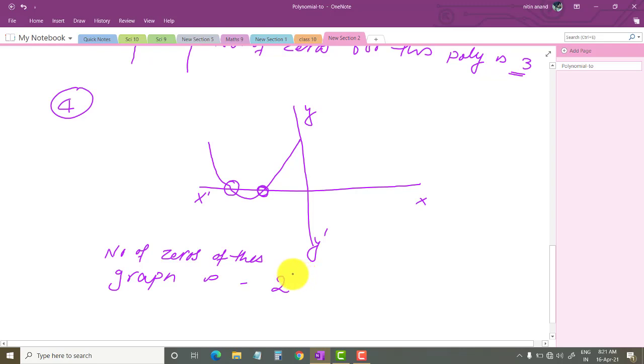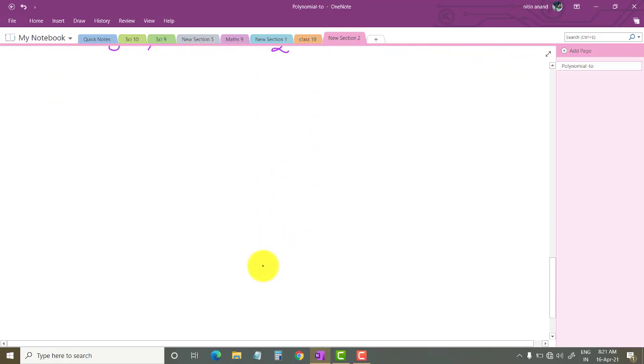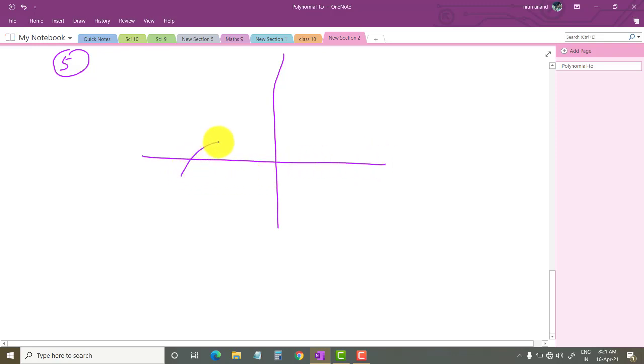Now see question number 5. Question number 5 is once again very simple. The graph starts from here, goes downward, and again intersects at this and this. Clear? This is our graph. We have to decide the number of zeros for this polynomial. The concept is only the number of times the graph cuts the x-axis.